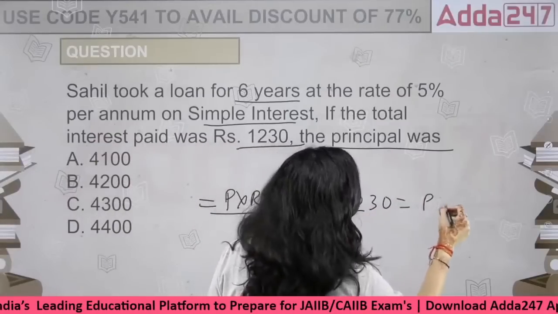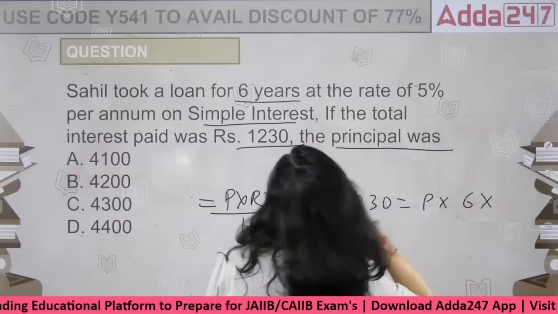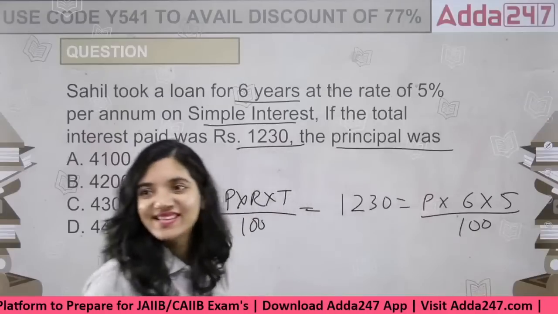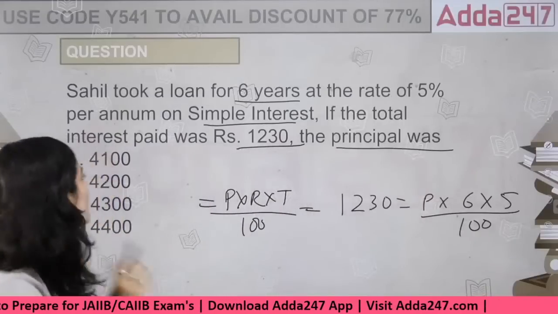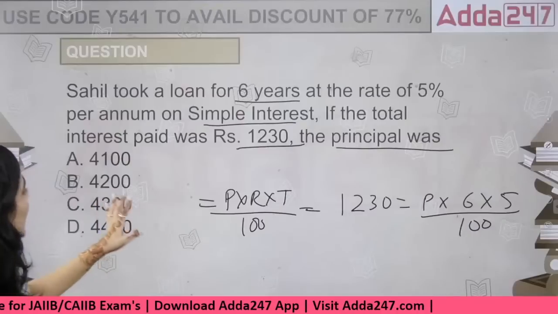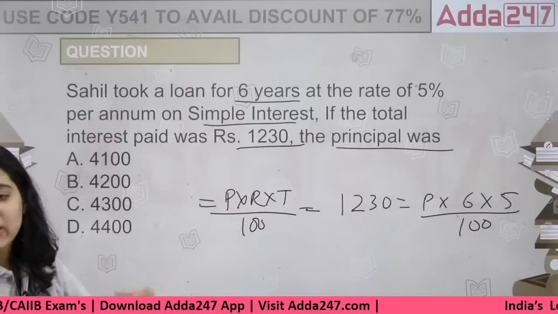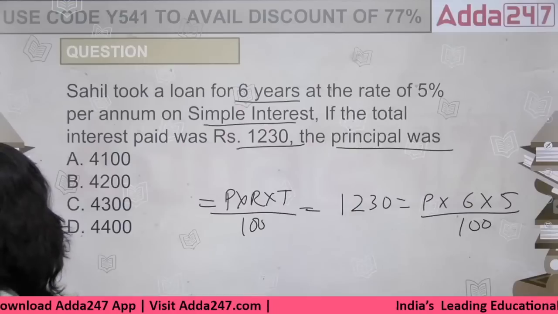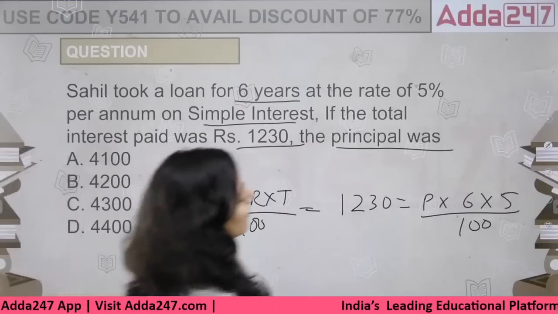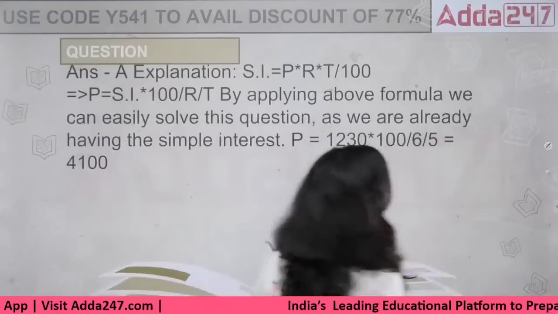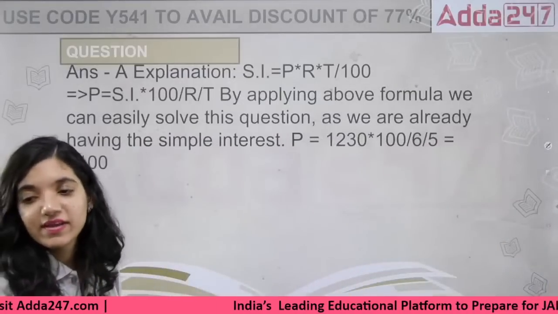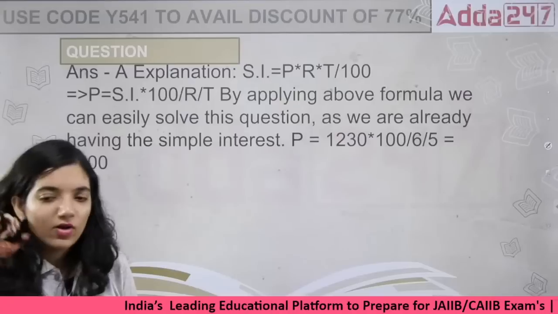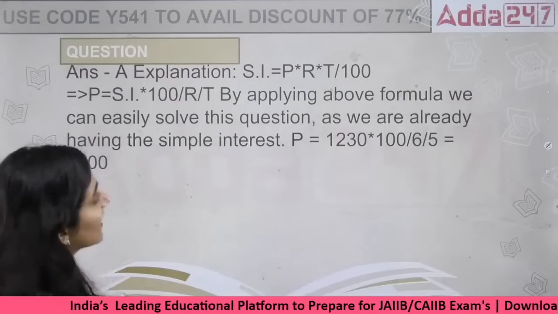And the principal is not known, but the rate of interest and the years are given. The rate of interest is 5 divided by 100. So in this case, what would the correct answer be? Then we have to calculate it using this method. Just have to go through the solution and it will come out to be 4100. The correct answer is A, 4100. Okay, now let's move on and do the next question.